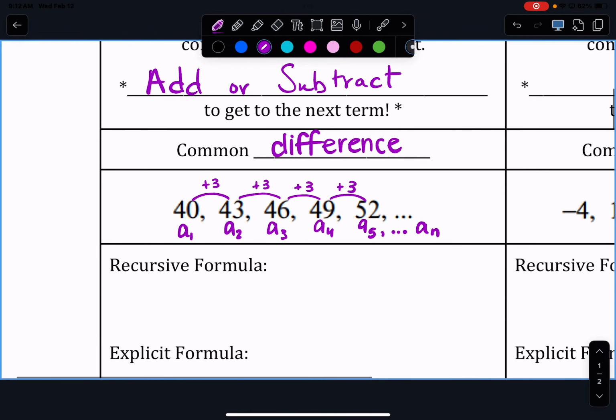Right. And that's an important thing for us to know because the formulas we can use to find these next things, we actually use that kind of language and variable.